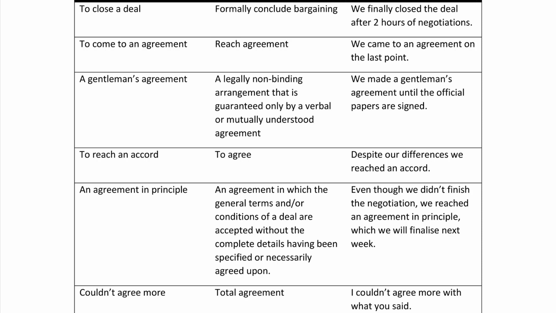Now, to reach an accord is to agree, okay? So, for example, despite our differences, we reached an accord. An agreement in principle. This is very common because often in negotiations, not all points are agreed upon. So, an agreement in principle is one in which the general terms and or conditions of a deal are accepted, okay, but without the complete details having been specified, okay? So, in business, an agreement in principle is very common. And finally, the expression, I couldn't agree more, okay? This is complete or total agreement. This is the great, fantastic outcome. If you can get someone to say, I couldn't agree more, then your negotiation has been successful.